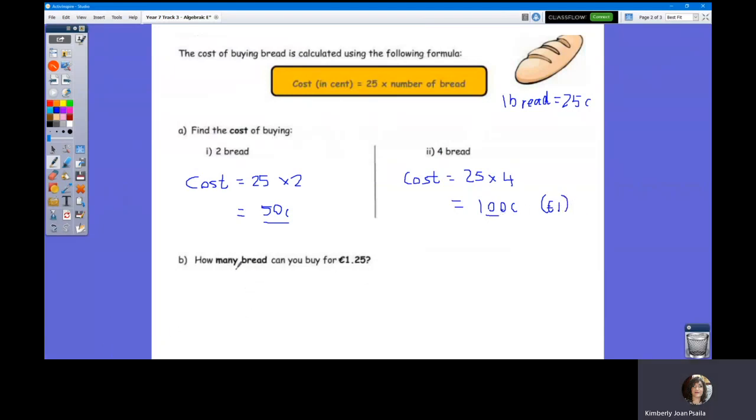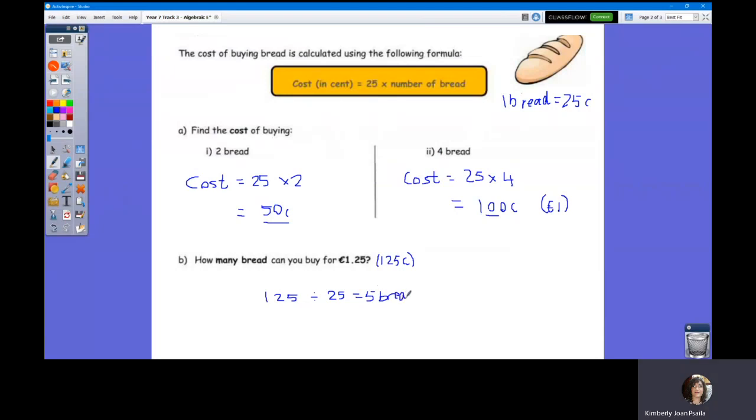Letter B: how many bread can you buy for 1.25 euros? We know that one bread costs 25 cents. We also know that two bread cost 50, and four bread cost 100 cents. However, if I have 1 euro 25, in other words 125 cents, how many bread can I buy? I can do this by doing 125 cents divided by the cost of one bread. And I should get 5 bread.